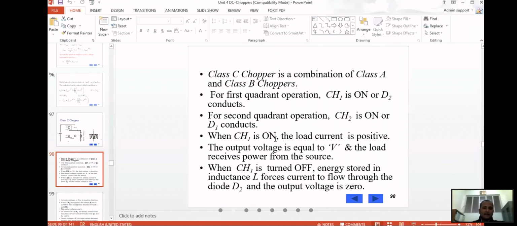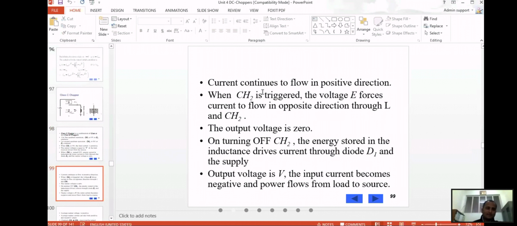If it is a class A chopper, it operates in the first quadrant. In a class B chopper, it operates in the second quadrant. There is a certain improvement in the types of choppers, and the classification is based on this. So when it operates in the first quadrant, what happens if it operates in the second quadrant? Which chopper is on and which diode is on. All these things we have already seen in class A, class B, class C choppers.